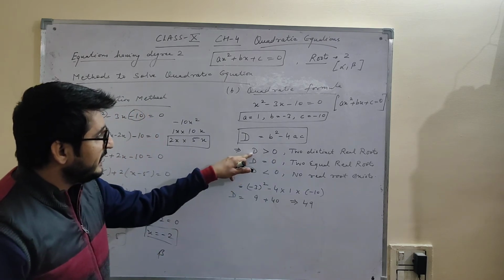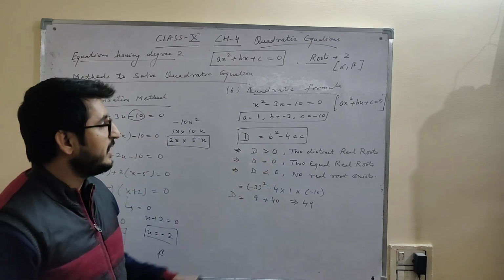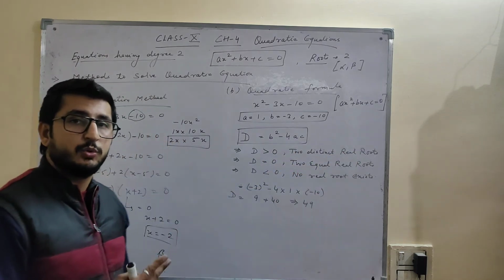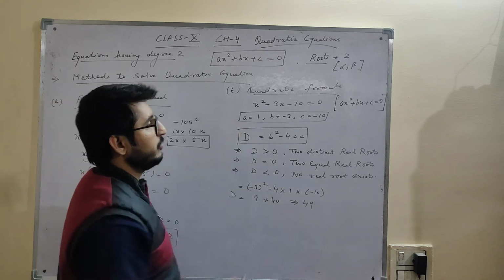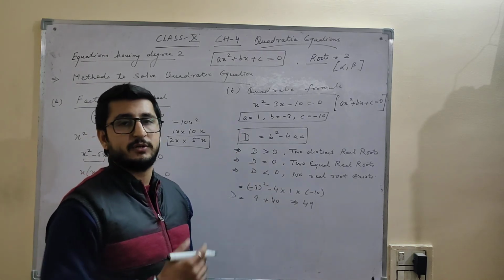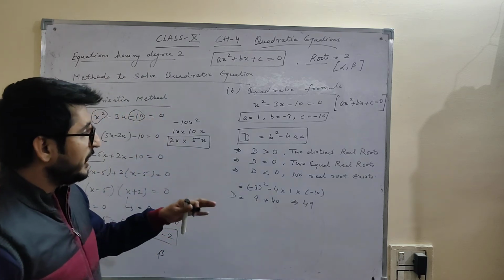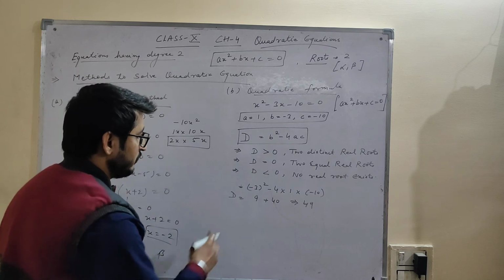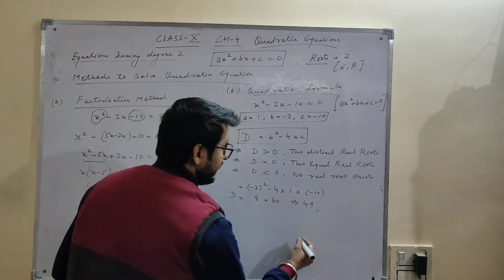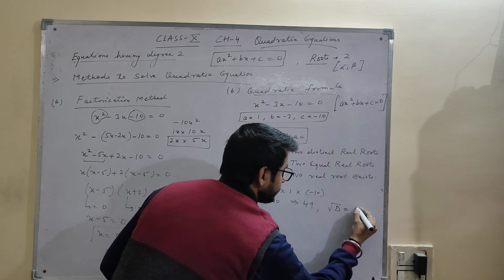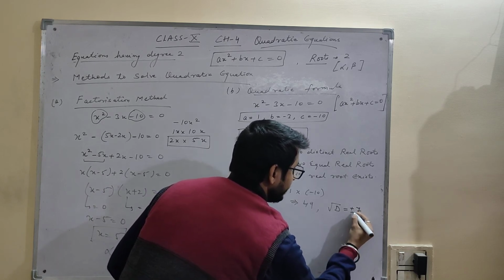So now if D is greater than 0, we have two distinct real roots for this particular quadratic equation. So how to find out those two distinct real roots? To find those two roots, first of all we have to find the square root of D. D is 49, so we'll get root D as 7 here.